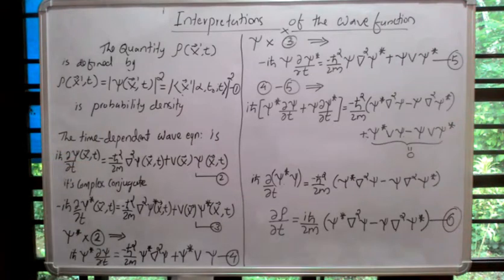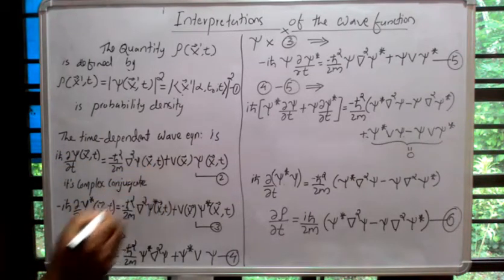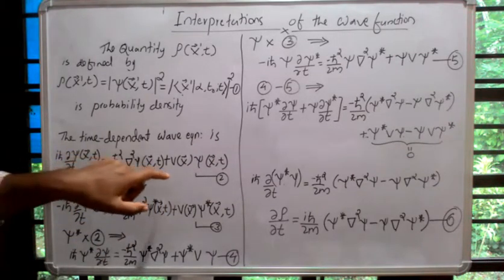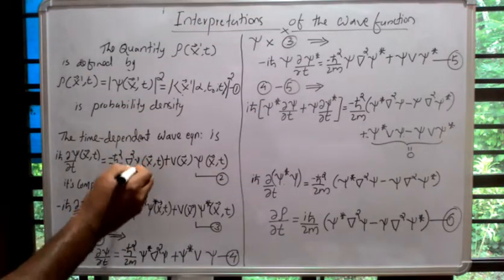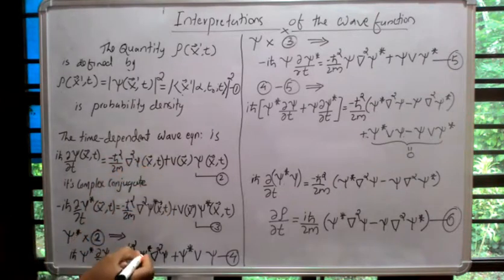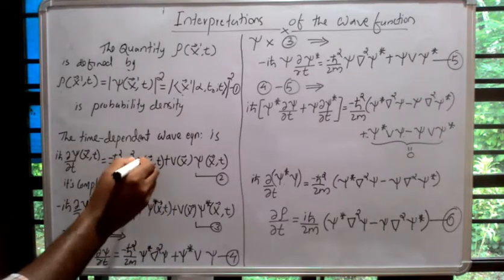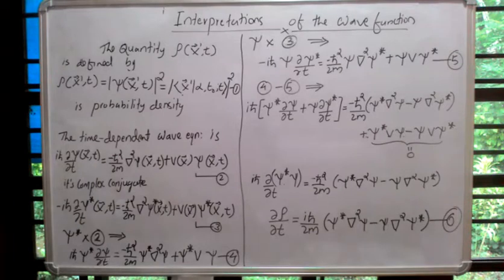And from here onwards, I'm skipping the x and t also, because this is a function of x and t, and it will consume a lot of space on this board. That's why I'm skipping this term. You have to keep it in mind: here also, psi and psi star are functions of x and t. Okay, and its complex conjugate we have found.